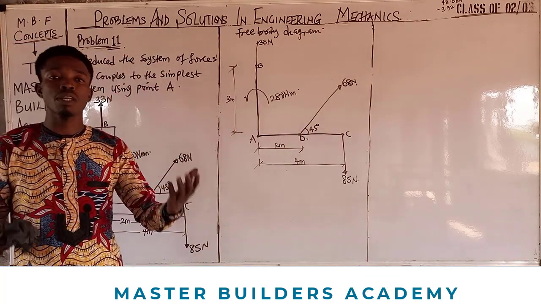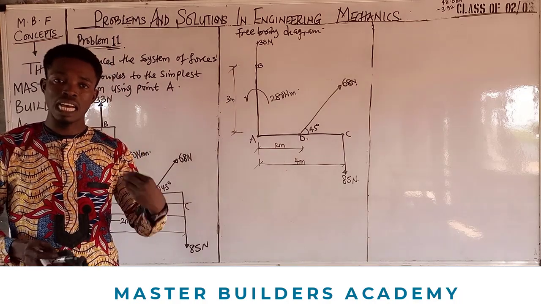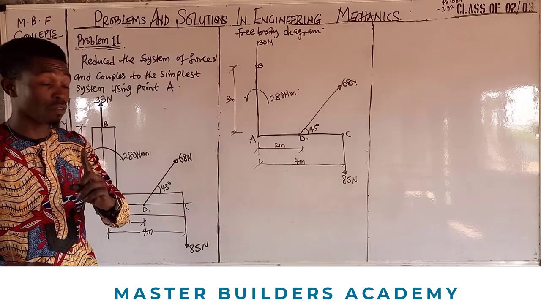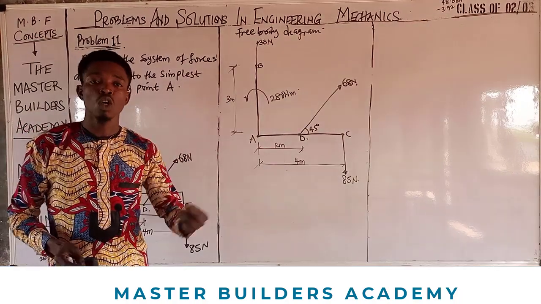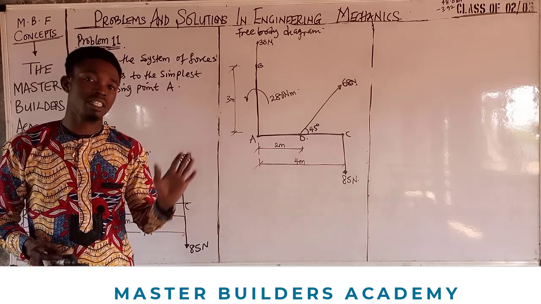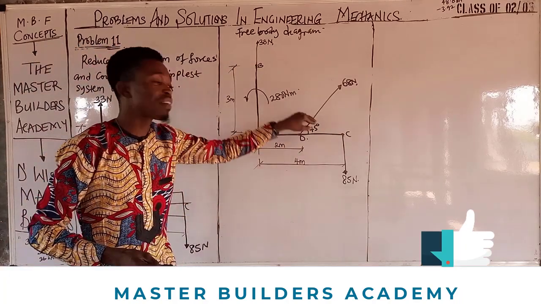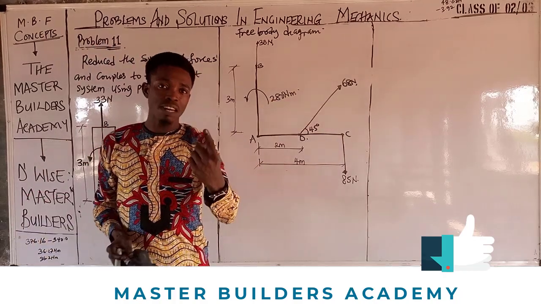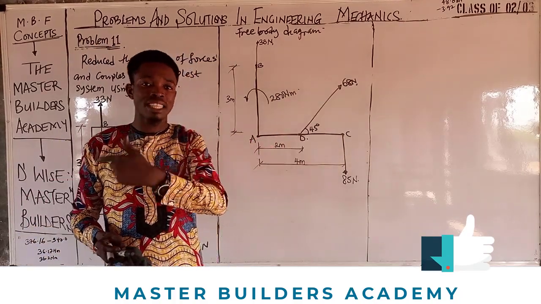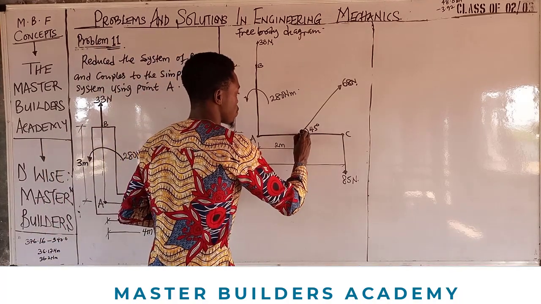So the first thing we are quickly going to do is to resolve this force along the X and Y axes. Why do we need to resolve? Because we need only one X component, one Y component, and one moment component. We have vertical forces here, and we have an inclined force. Remember, any inclined force has components along the X and Y axes, right? So first of all, we resolve this force in the Y direction.